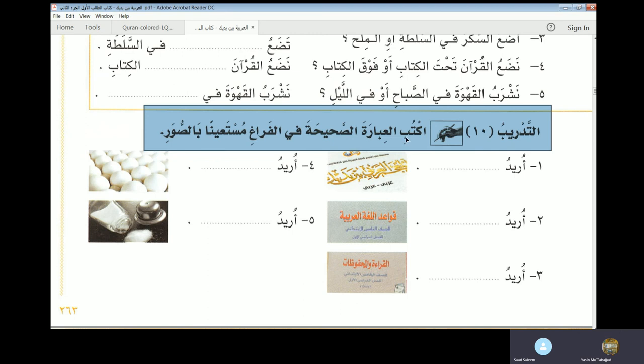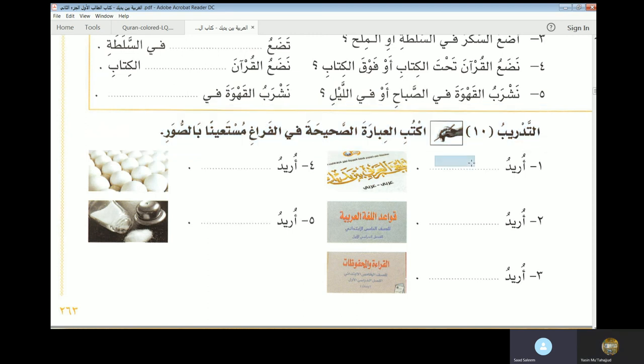Okay, write the correct phrase in the blank using the picture. So, what will you write here? Would that be reading book? Like what I say, reading this book? It's a grammar book. So that would be a redo kitab al kawaid. Yes, redo kitab al kawaida.